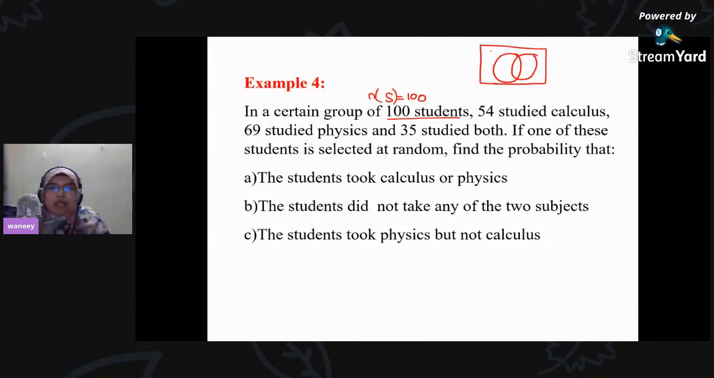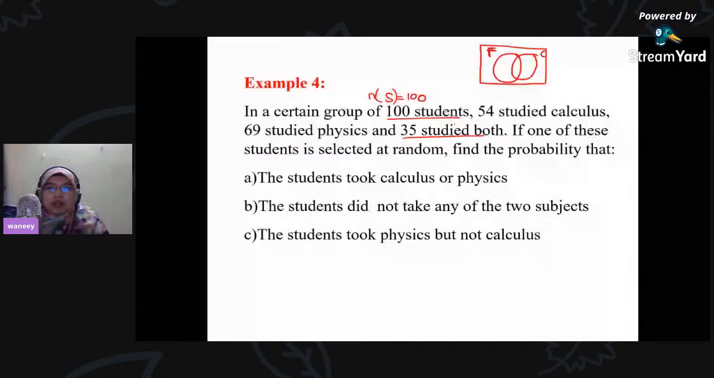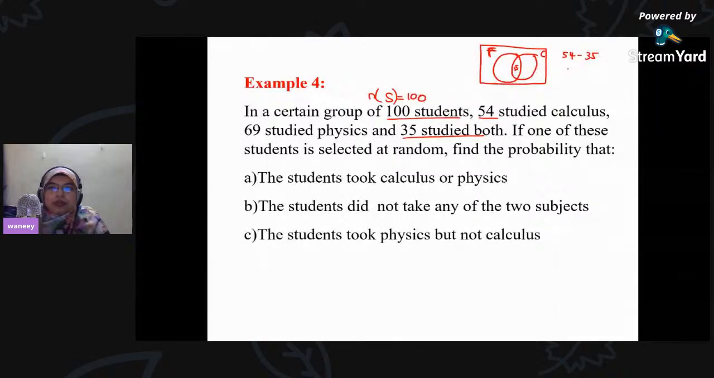So this is perhaps physics, F. Side P, nanti kita pening F, and then calculus, let us use a C. Okay, so 35 studied both. So for me, I prefer to put the both first sebab dia overlap kan. So kawasan overlap kita letak dulu. So this is 35. So 35 studied both. 54 studied calculus. So altogether inside the calculus is 54. So 54 you minus with 35. So that is the answer for the number of students who studied only calculus. So the answer is 19.